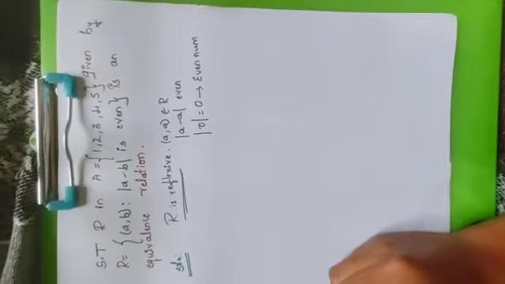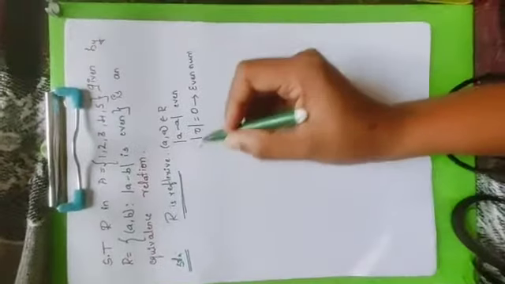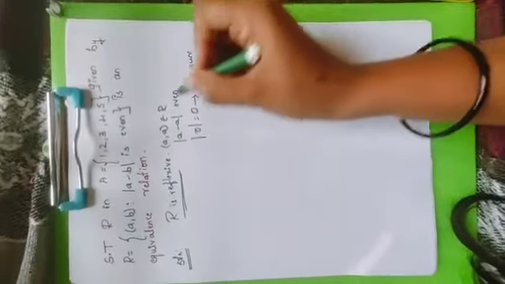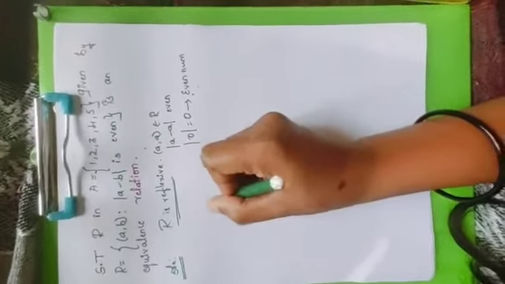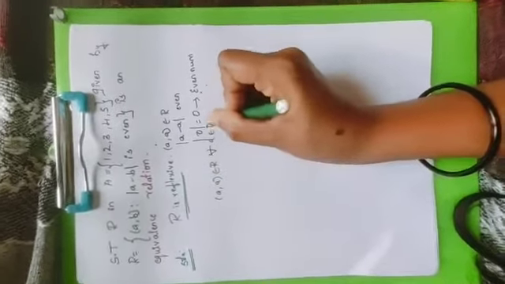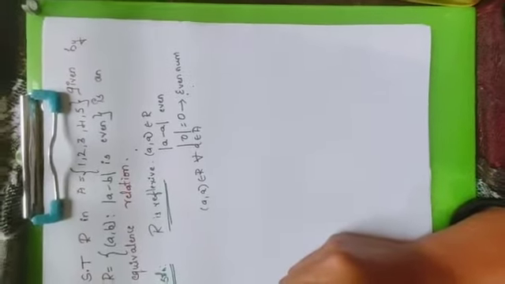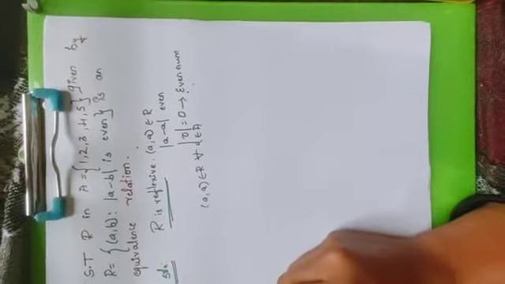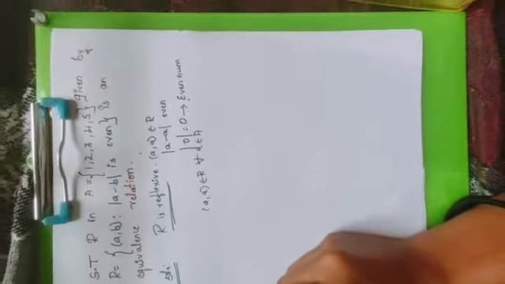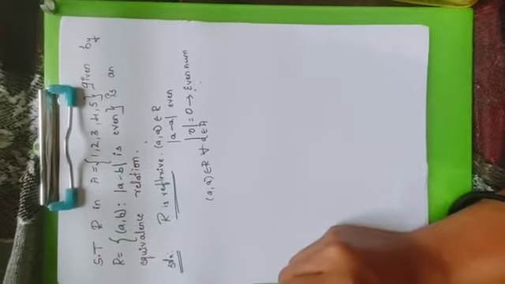So it is an even number. Now, a − a is 0, and since 0 is an even number, the pair belongs to the relation. So the ordered pair (a, a) belongs to R for every a in A. You can take examples also: 1 − 1 is 0, 2 − 2 is 0, 3 − 3 is 0, 4 − 4 is 0, and 5 − 5 is also 0. Since 0 is even and the modulus of 0 is 0 itself, it is an even number.